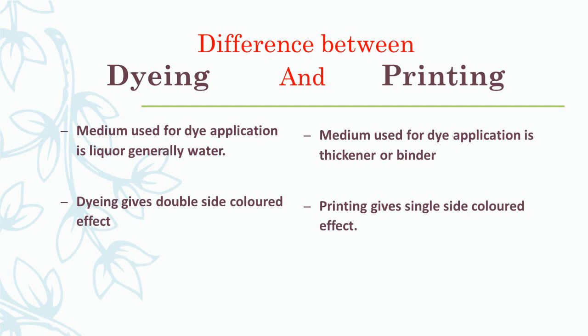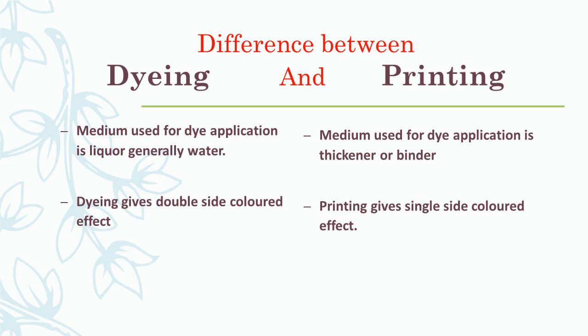Another difference in dyeing and printing, which is very basic. The medium used for dye application is liquor, generally water, in case of dyeing. Now water is a universal solvent. So normally in any type of manufacturing industry we make use of water. So the medium used for dye application in dyeing is generally liquor, that is water. Whereas in case of printing, the medium used for dye application is thickener or binder. Without thickener or binder, you cannot apply the dye. We cannot keep it on the textile substrate without one of these two agents.